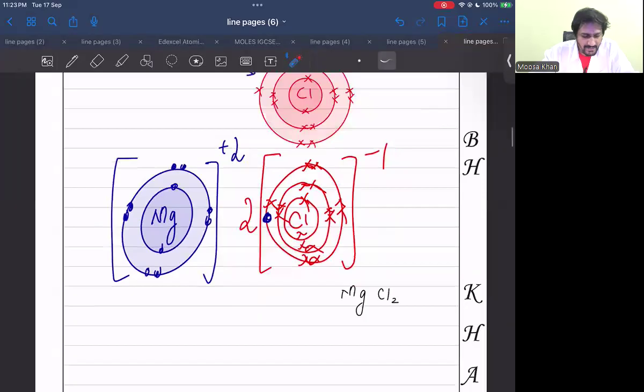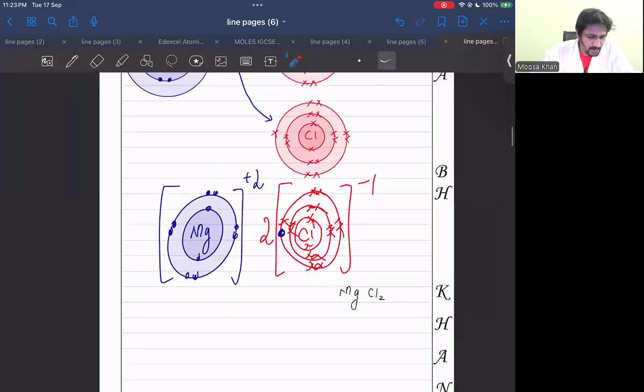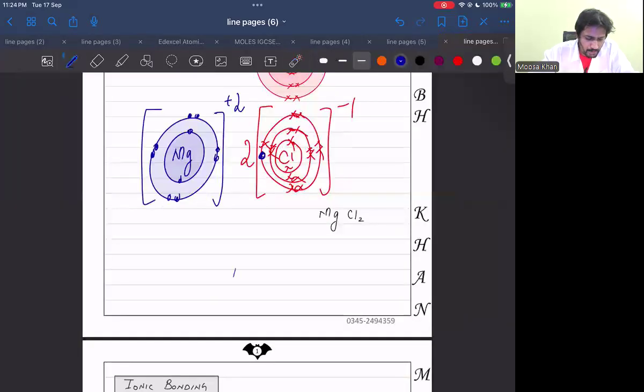We can alternatively make this dot and cross diagram like this. We can draw only 1 magnesium ion showing its outermost electron shell only, with a charge of 2 positive over it. And we can draw 2 chloride ions side by side with this magnesium ion.